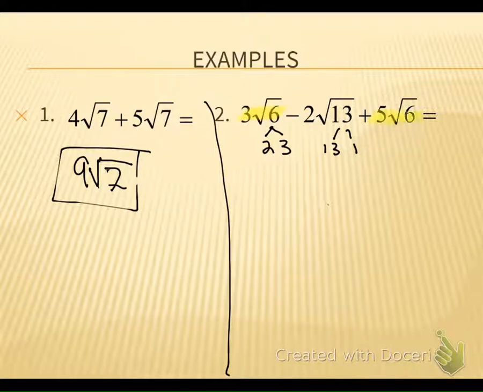So that's the 3 radical 6 plus the 5 radical 6. What's 3 plus 5? 8 square root of 6. The thing that didn't have anything to combine with stays the same, minus the square root of 13.